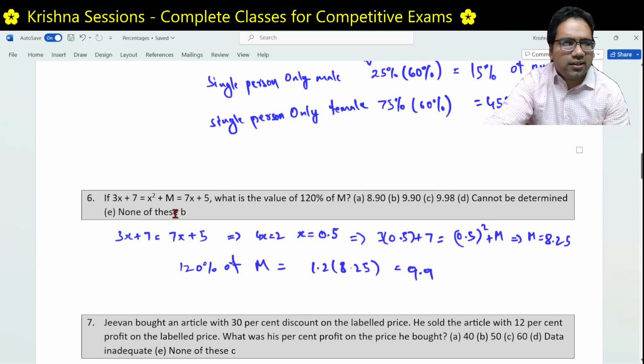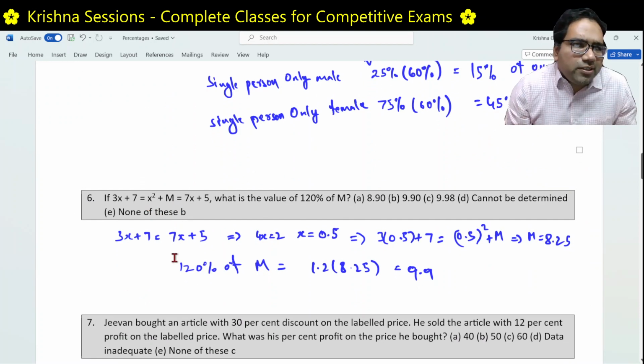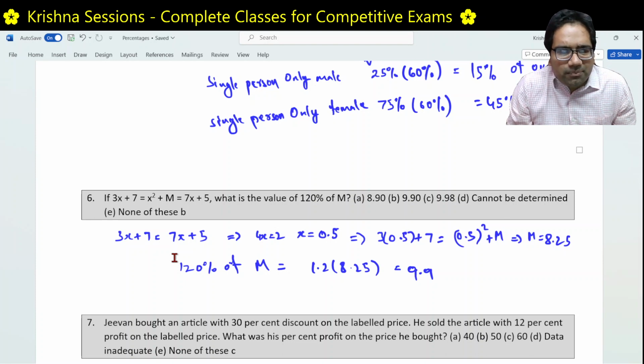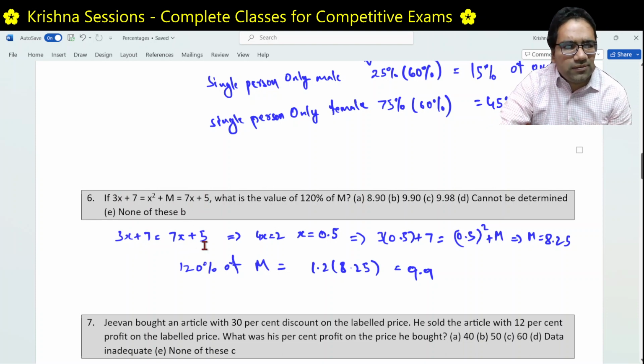Okay, let's take another problem. 3x plus 7 is equal to x square plus m is equal to 7x plus 5. What is the value of 120% of m? 120% of m means 1.2 into m. Now what is given? Let's forget about the middle one. We'll solve 3x plus 7 equal to 7x plus 5. What does that mean? 4x equal to 7 minus 5, so x equal to 0.5.